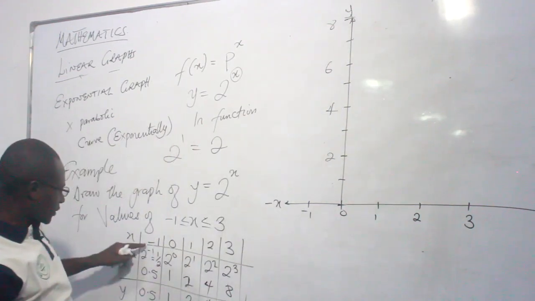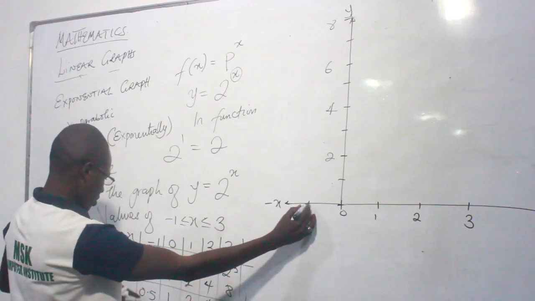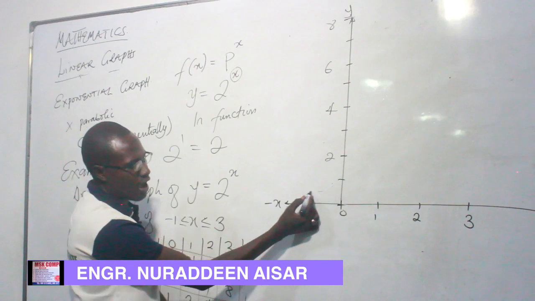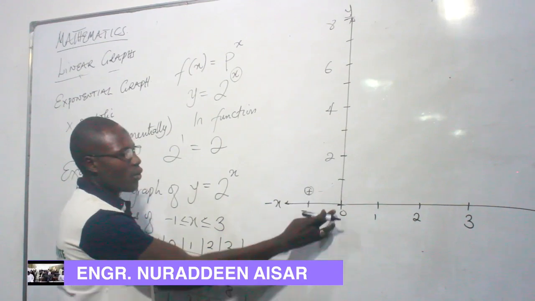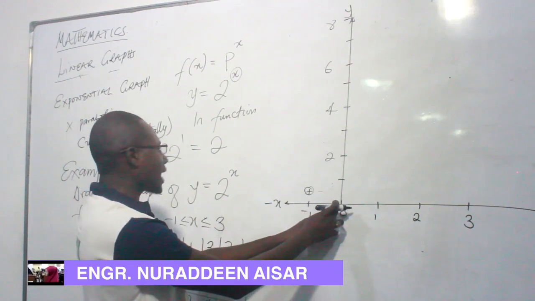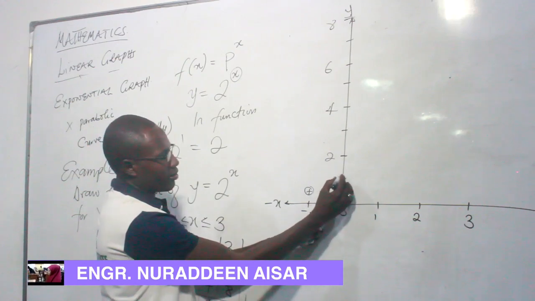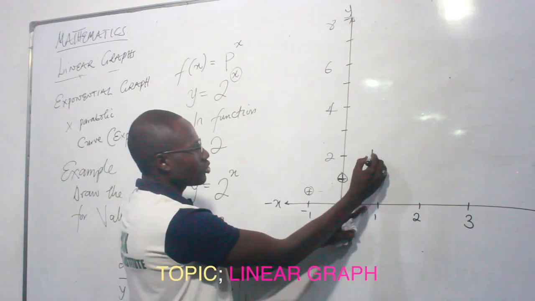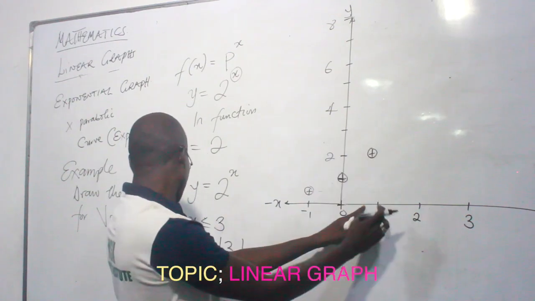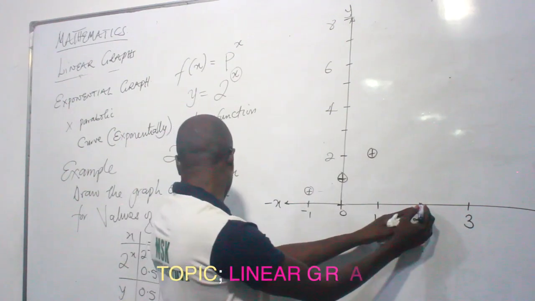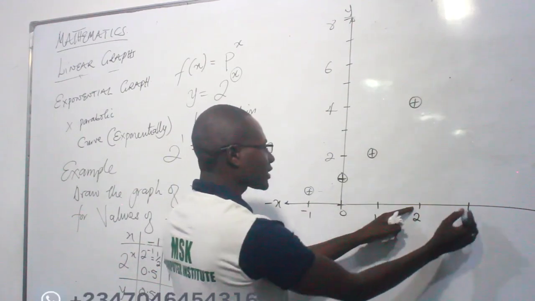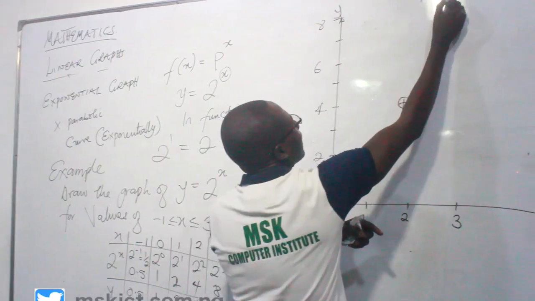So when x is -1, y is 0.5, and 0.5 is half. When x is 0, y is 1. When x is 1, y is 2. You see, it is increasing exponentially. And when x is 2, y is 4. And when x is 3, y is 8.